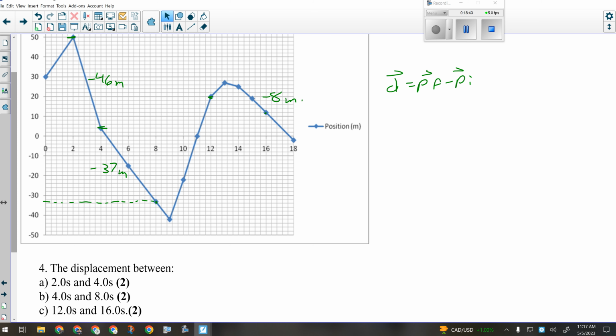Everybody all right with that? The trickiest part of that is actually getting the right numbers off the graph. Otherwise, it's just subtraction, which is easy.